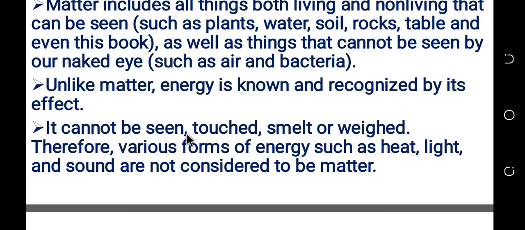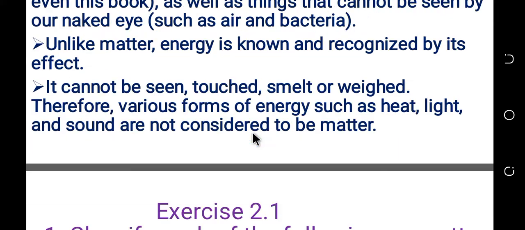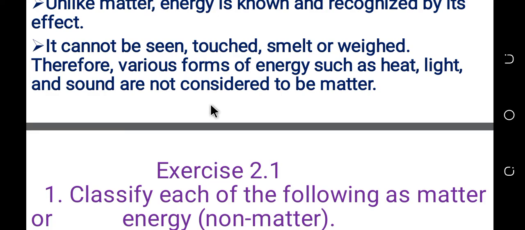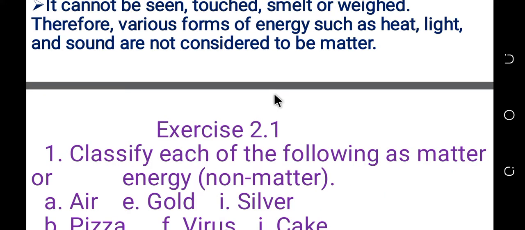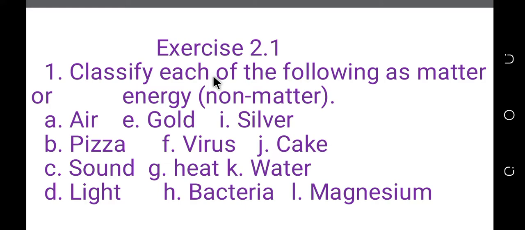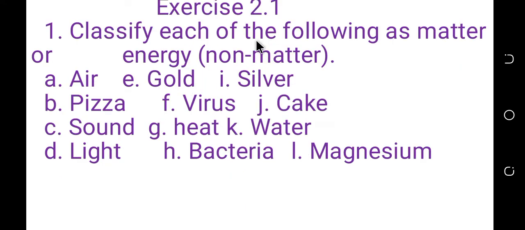አይታዩም, አይነኩም, አይለኩም. Therefore various forms of energy such as heat, light and sound are not considered to be matter because we cannot weigh them. እሺ, ኤክሰርሳይዝ መጣ. Exercise 2.1: classify each of the following as matter or energy.